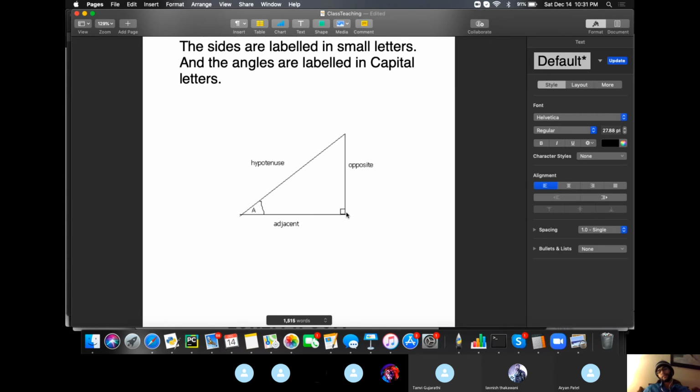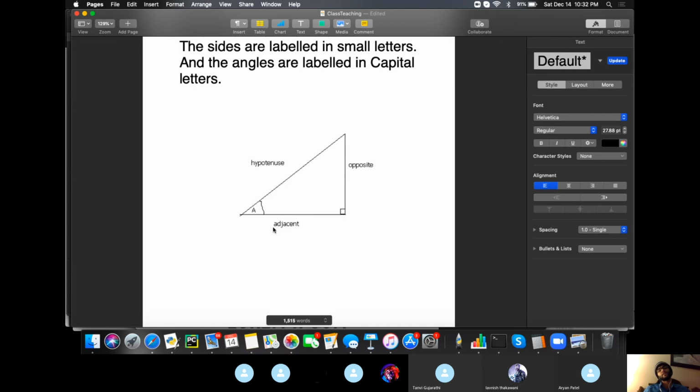Now this side you will call the opposite side because it is opposite to where you're standing. You are standing here at A, and this side is opposite to you. So instead of calling it A, B, or C, you'll call it the opposite side. It's exactly opposite to you. This is the hypotenuse. So there is this one side which is remaining, and you will call it adjacent.